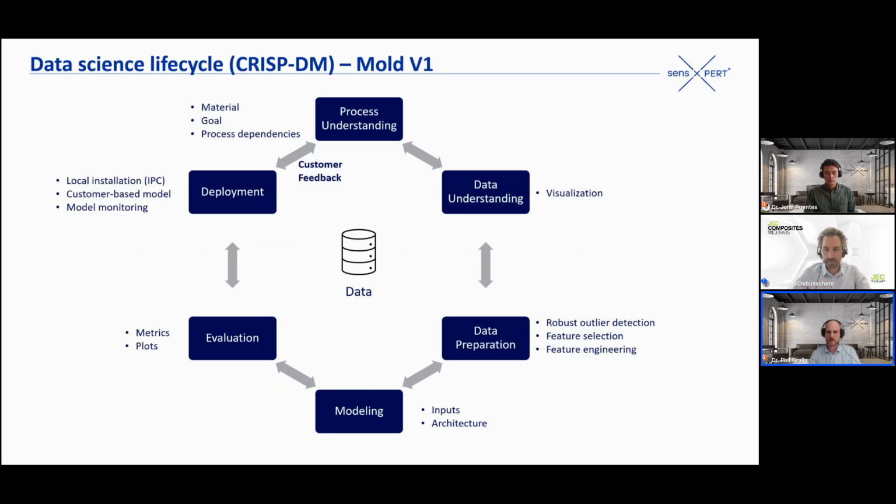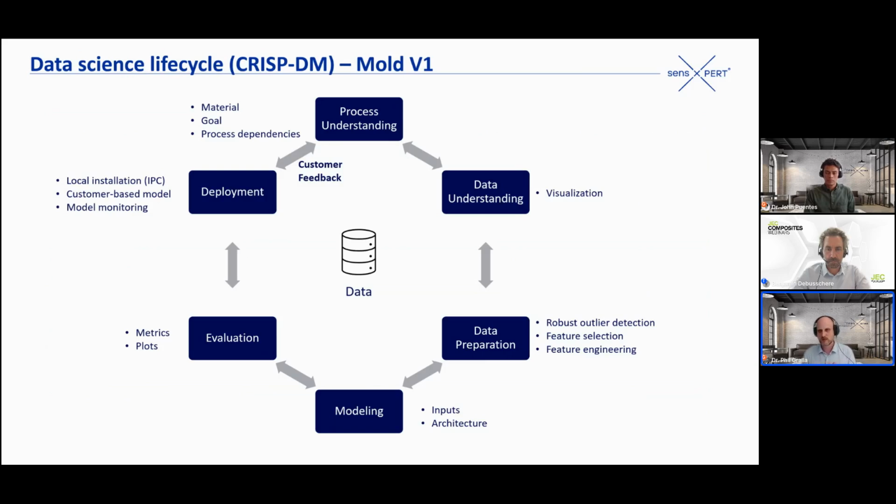We start at the very top, and of course we need to understand the process at hand. So we need to know what is the material that's being used. We have to understand what the goal is. Is it really just scrap reduction? Is it cycle time reduction? Is it forecasting? Is it gaining more insights? Is it maybe changing the material, for a process that's unstable, to see if we can increase the stability? All these kinds of things are important.